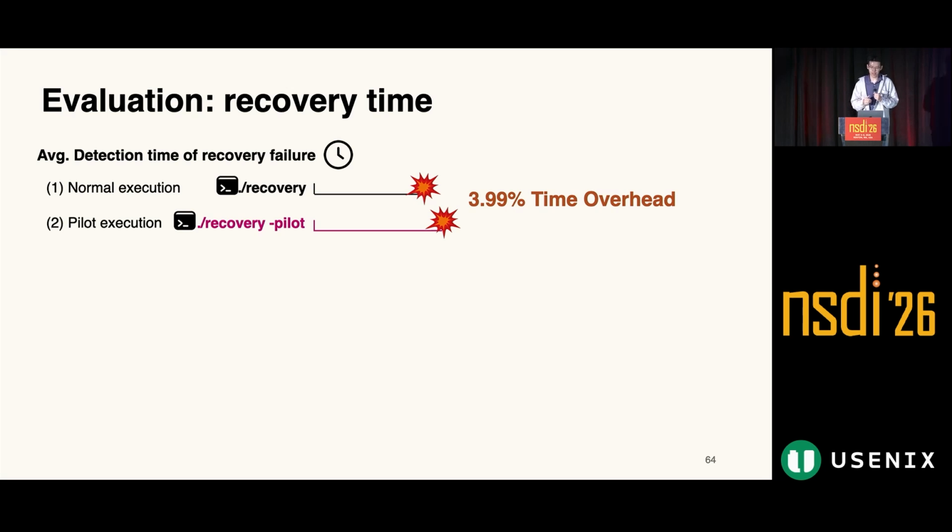Does parallel execution make recovery too slow? To answer this, we evaluate it under 2 settings. In the buggy version, we compare normal recovery with parallel execution. This tells us whether parallel execution could expose the same recovery failure before the system actually performs the recovery. We find that the cost is minimal, with only 3.99%.